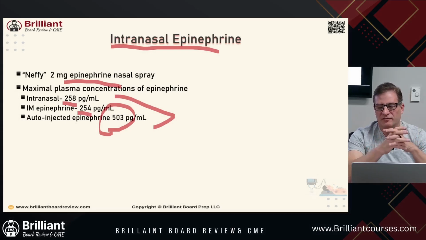Now, what are the side effects of this? Can it cause chest pain? Yes. It can cause angina, and it can cause arrhythmias. And if the patient has nasal polyps, this is probably not the best medication for them because it can affect absorption.